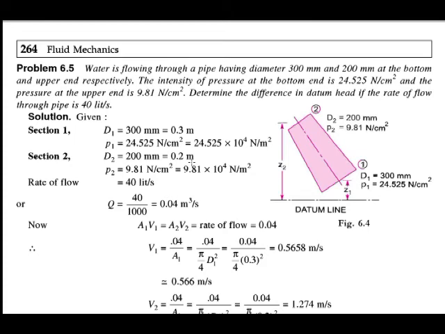Pressure they have given at section 1 as 24.525 Newton per centimeter square. Convert it into meter, so we will get 24.525 into 10 raised to 4 Newton per meter square. Similarly, the value of P2 is 9.1 into 10 raised to 4 Newton per meter square. Rate of flow they have given as 40 liter per second. Convert it into meter cube, 40 upon 1000. So the value of Q is 0.04 meter cube per second.